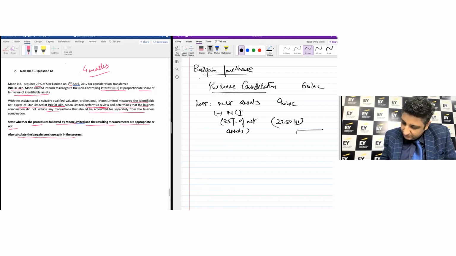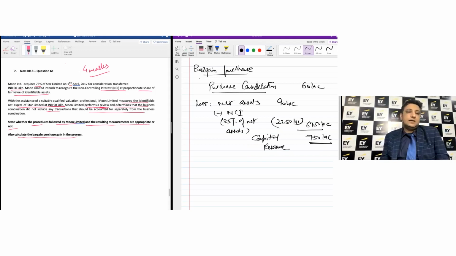Effectively, we are paying 60 lakh for something worth 67.5, which means that 7.5 lakh is the amount of bargain purchase or the capital reserve, which is arising on this acquisition done by Moon Limited of Star Limited.